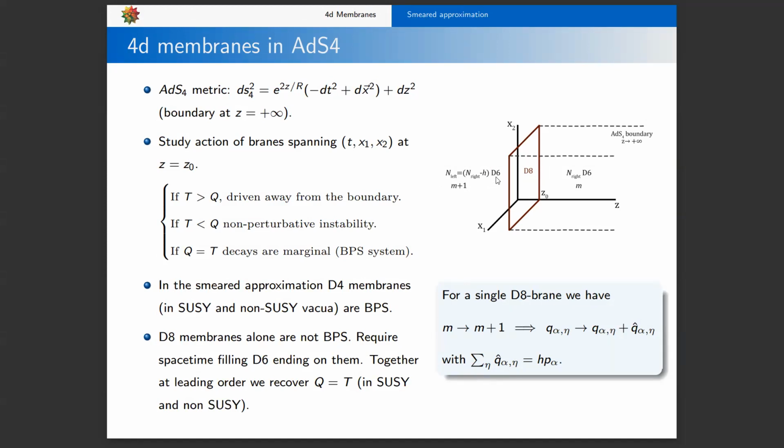And this implies that the number of D6 branes has to change in order to verify the Bianchi identity we saw before. Once we take into account the change in the number of D6 branes from one side of the membrane to the other, there is an induced charge that enters into the balance of the system, and makes the full system D8 plus D6 be BPS for SUSY, and surprisingly as well for the non-SUSY case. Again, when we are working with D8 branes in the smeared approximation, we can't get away from the relation Q equals tension.